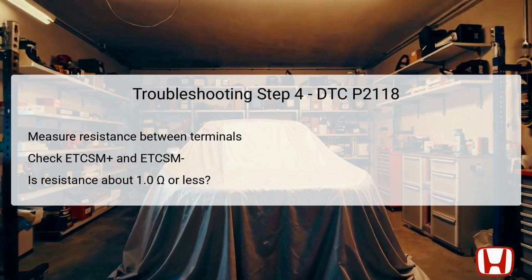In this step, measure the resistance between ECM connector terminals C3 and C4, which are crucial for the Electronic Throttle Control System Manager (ETCSM) circuits.